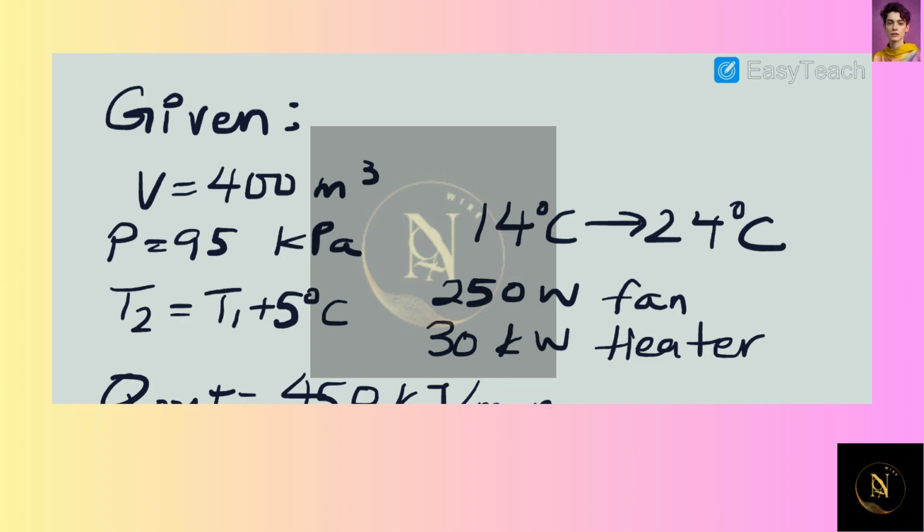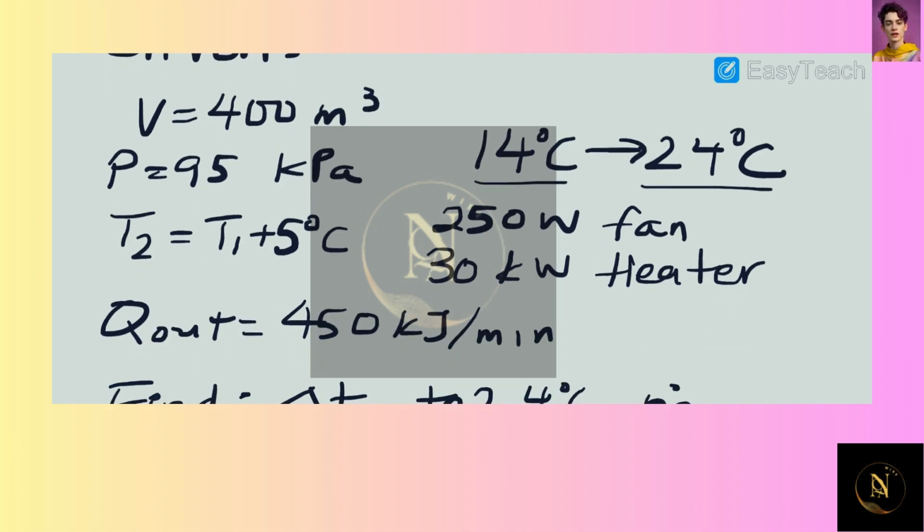Hi everyone, so what we have is a house of volume 400 cubic meters that has an internal pressure of 95 kPa. It is desired that the temperature go from 14 degrees C to 24 degrees C through a heating system. The heating system consists of ducts, a 250 watt fan, and a 30 kilowatt heater. And we know that every time this air passes through this duct, the temperature raises by 5 degrees C.